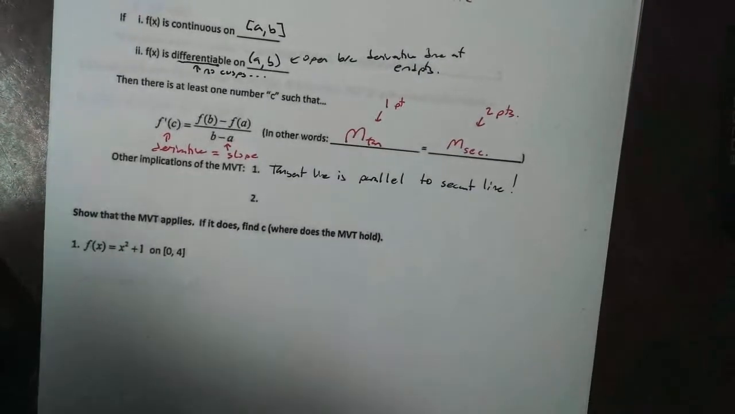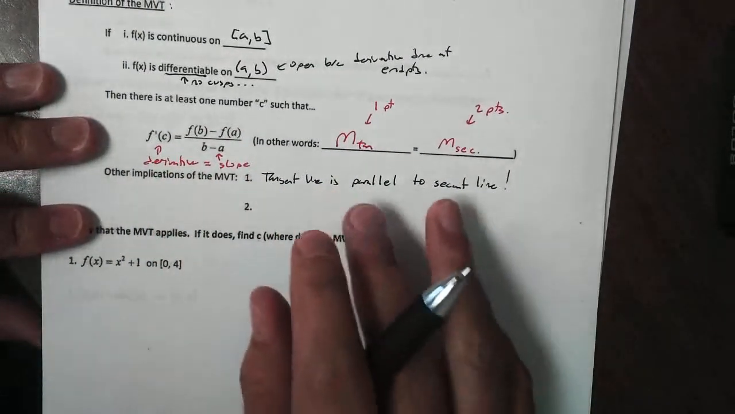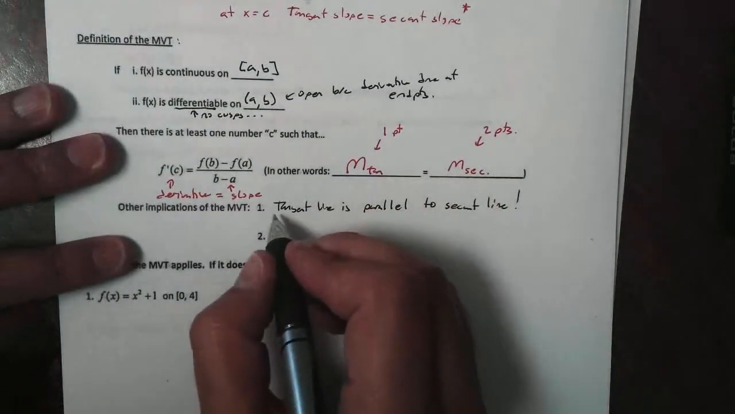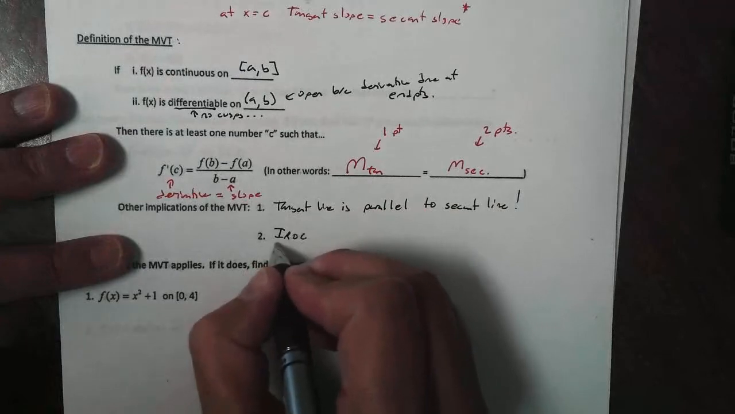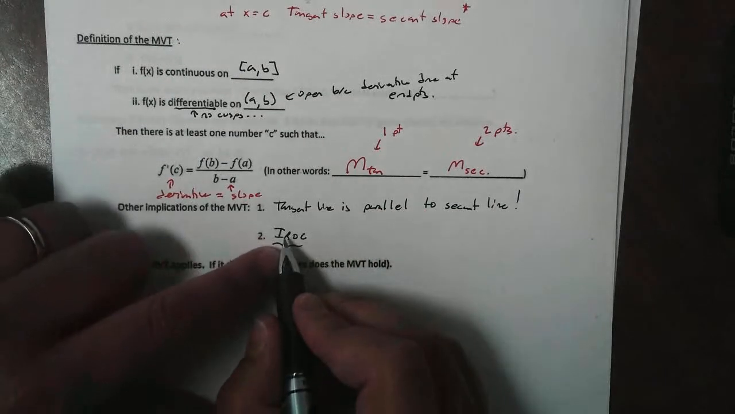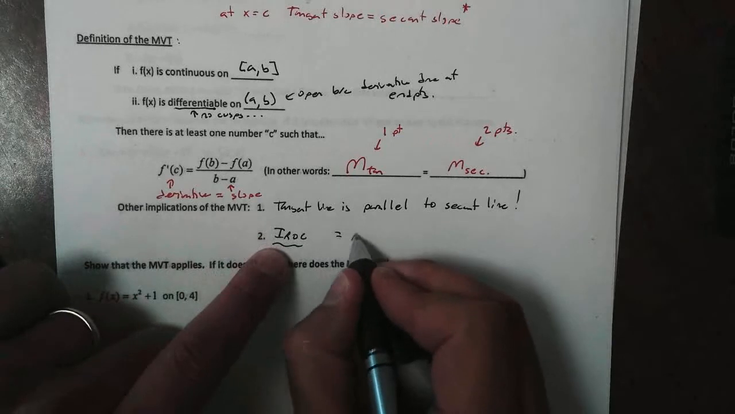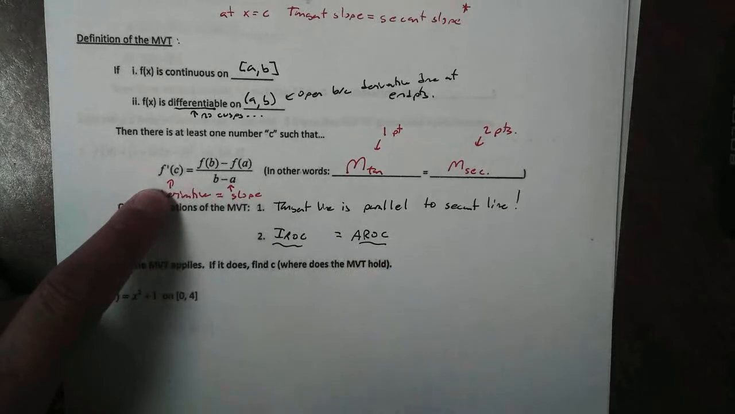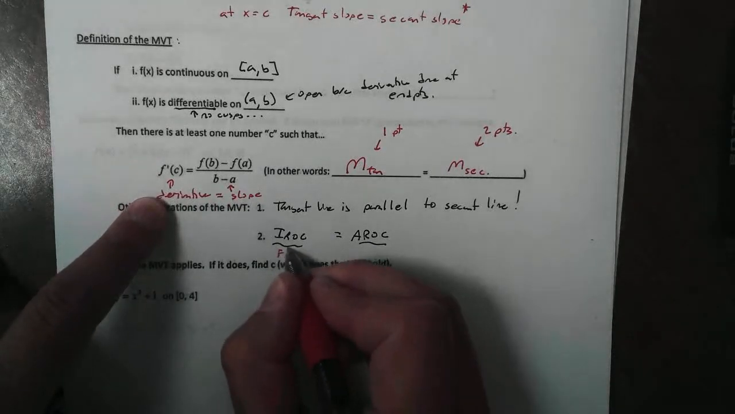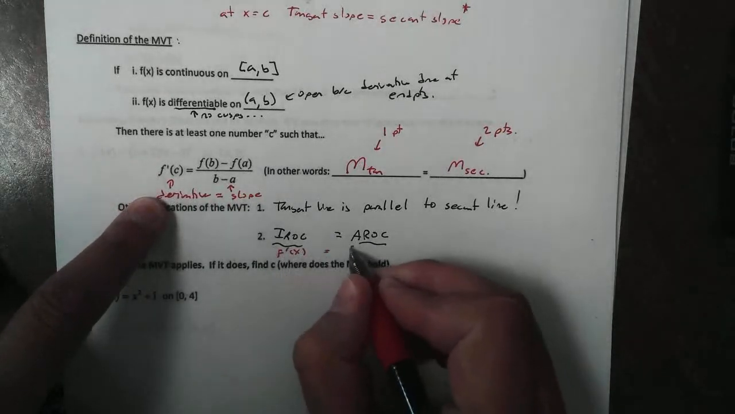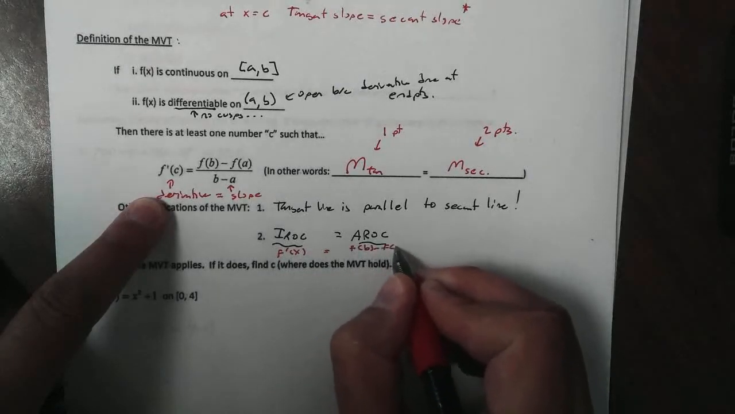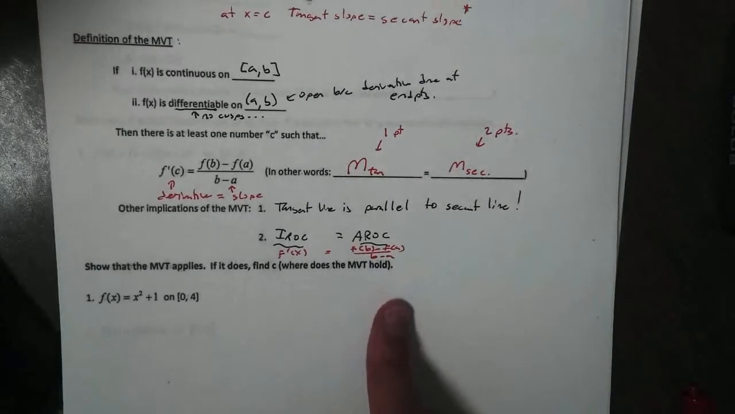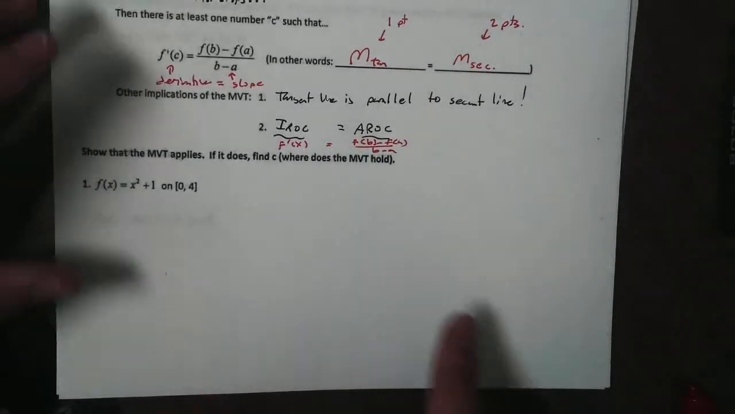So we know that the tangent line is going to be parallel to the secant line. We saw that in our graph up here. And two, that the instantaneous rate of change, this is what I like and the AP likes, we've talked about that before, is equal to the average rate of change, AROC. And that's what this is. The instantaneous rate of change is your derivative, f prime of x, equals the average rate of change, f of b minus f of a over b minus a. Very easy to do. So let's go ahead and take a look at an example.